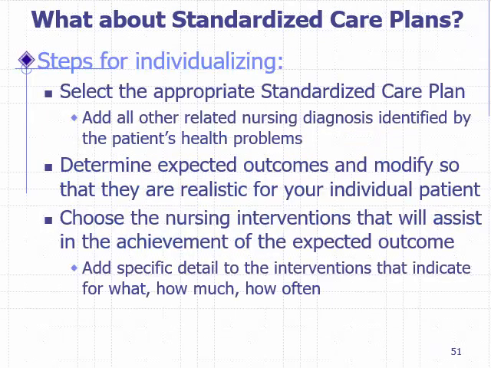So steps for individualizing. First, of course, you have to select your appropriate standardized care plan. Add all the other related nursing diagnoses that have been identified by the health problems that you picked up on when you did your complete initial assessment. You want to determine expected outcomes and modify those so they are realistic for your patient. And you want to choose the nursing interventions that will assist in the achievement of the expected outcome. Add specific detail to the interventions that indicate for what, how much, how often. And that's individualizing your care plan.